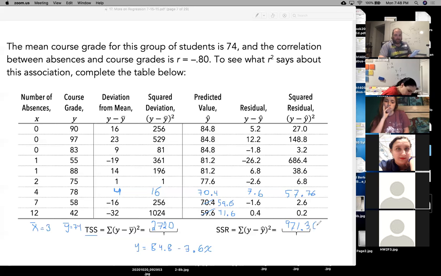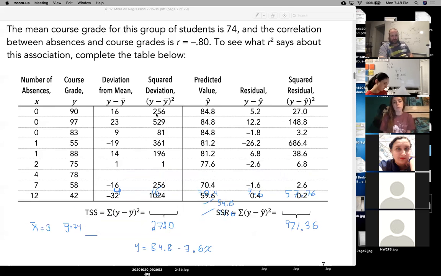971.36. So we just calculated the TSS, the total sum of squares, and we also calculated the sum of the squared residuals, and we got 971.36. Everyone with me so far? Hopefully. So let's see where we're going with this.